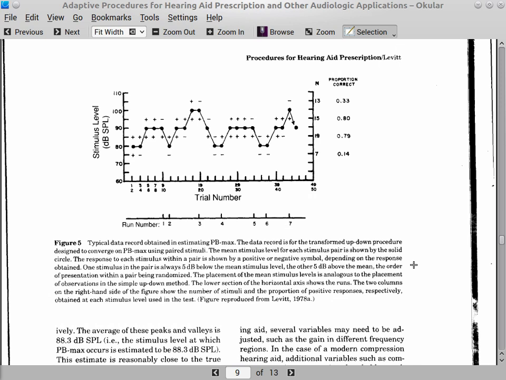Let's see how many words they actually presented in advance. It was 23 words prior to actually starting the full list, the list you're going to actually score for an estimate of word recognition abilities, an estimate of PB max. So you did a half list prior to doing your real test, and you did that half list in order to estimate what the SPL level should be for estimating PB max.